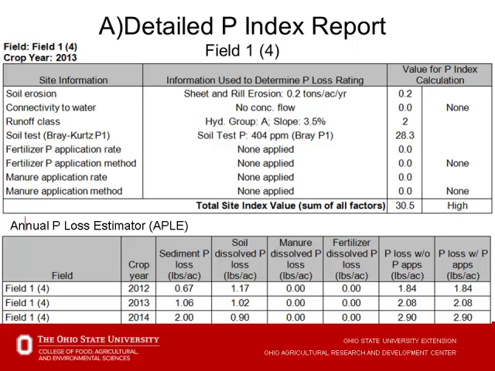When we put the APLE tool to that, it gives us losses, and there are really three sets of columns here. One is sediment and soil loss, then soil dissolved P, then what would be coming from manure, what would be coming from fertilizer applications, and then it gives us a loss value without phosphorus application and then with phosphorus application. This is a high field, so the same values exist, and we're talking about 1.8 pounds of loss in that first year based off the crop rotation information.